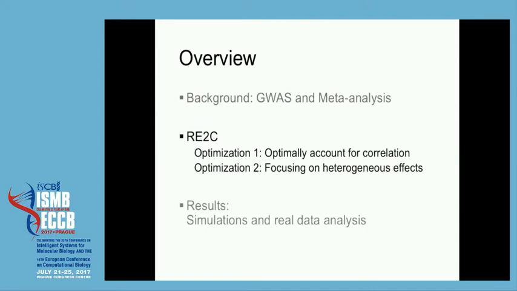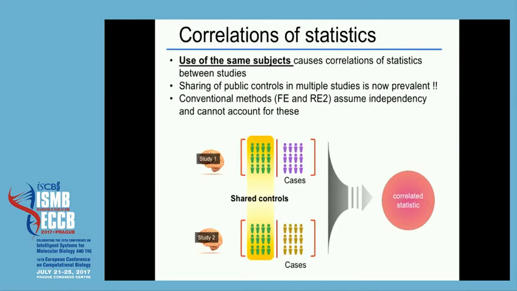Next, I will explain the motivation for our research and the two optimization procedures we applied. Our first motivation came from correlations of statistics. The definition is that the use of the same subjects in multiple studies causes correlations of statistics between studies. In the figure, you can see that the shared controls between two studies result in correlated statistics. The sharing of public controls in multiple studies is now prevalent in many meta-analyses in GWASes. However, the conventional methods, such as the fixed effect method and the random effect 2 method, which assume the independence of the statistics, cannot account for these correlations.